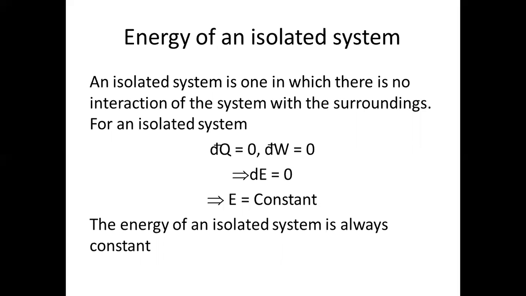Next, energy of an isolated system. An isolated system is one in which there is no interaction of the system with the surroundings. We already discussed it. There will not be any interaction of energy or mass between the system and surroundings. Then that system is called an isolated system. So for an isolated system, dq is equal to 0 and dW is equal to 0. That means dE is equal to 0. That means E is constant. So the energy of an isolated system is always constant because there is no interaction between system and surroundings. The energy will stay in the system only.